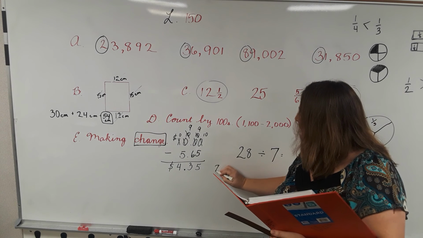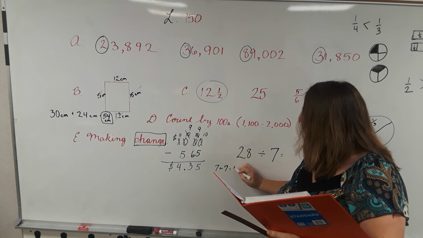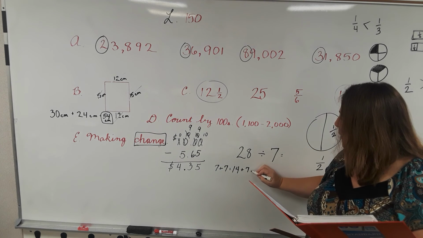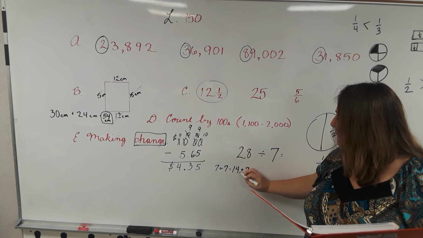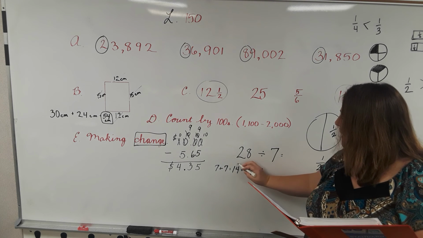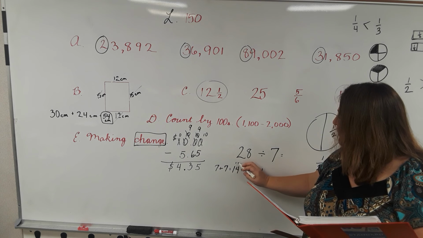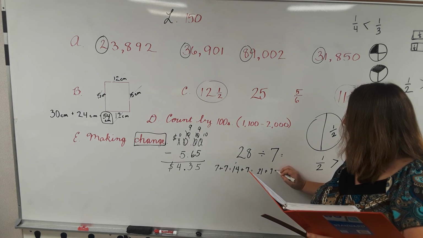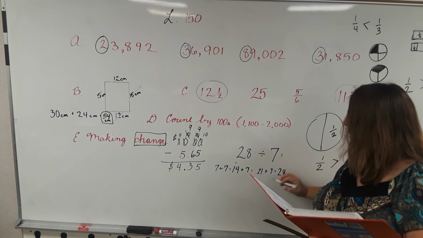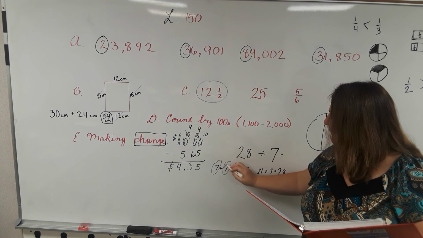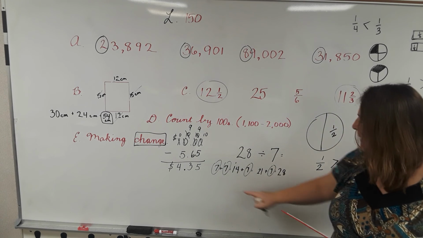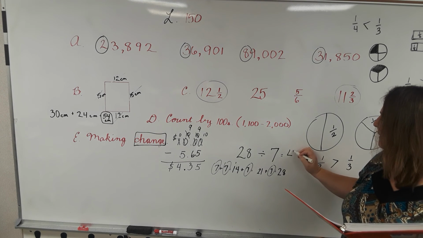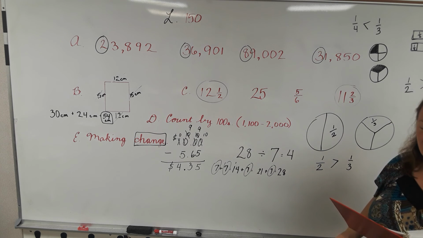So we would have to count by sevens to get to 28. So 7 plus 7 equals 14. 14 plus 7 equals 21. If you didn't know that, you could do 7 plus 4 is 11, and then 1 plus 1 is 2. 21 plus 7 equals 28. So how many groups of 7 did we have? We have 4 groups of 7. So that would be 4 weeks.